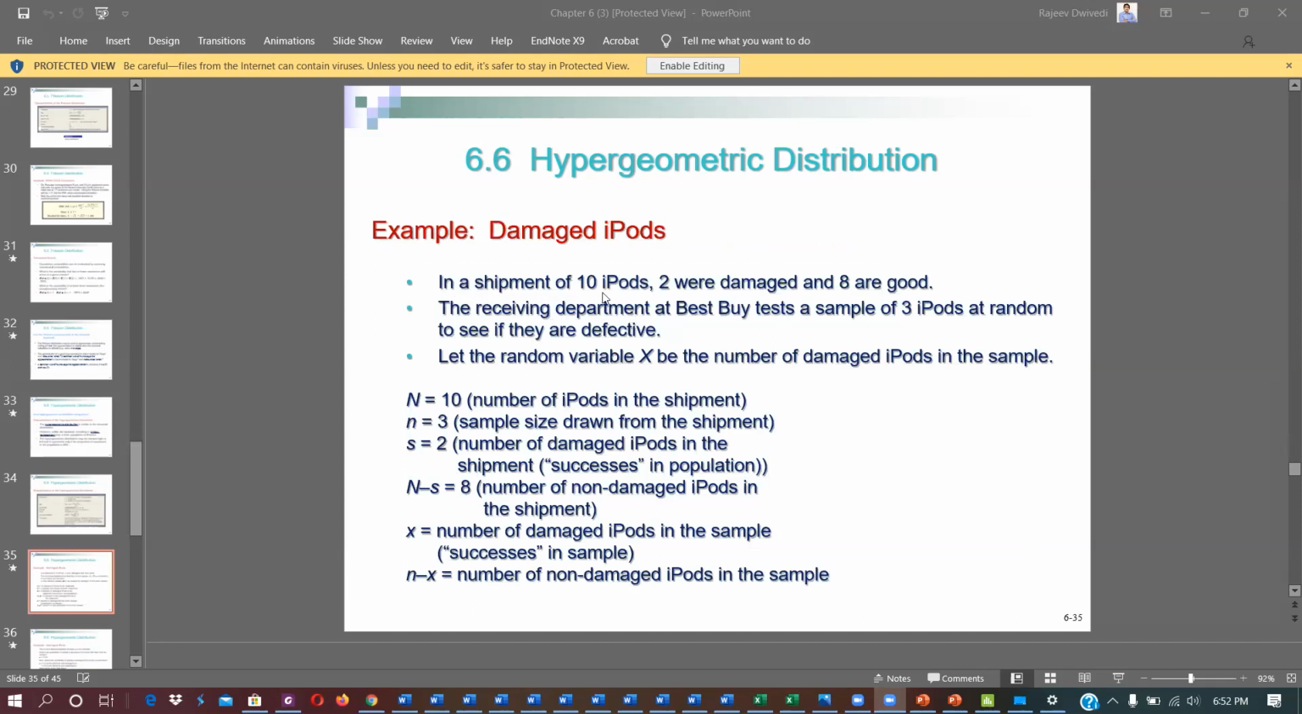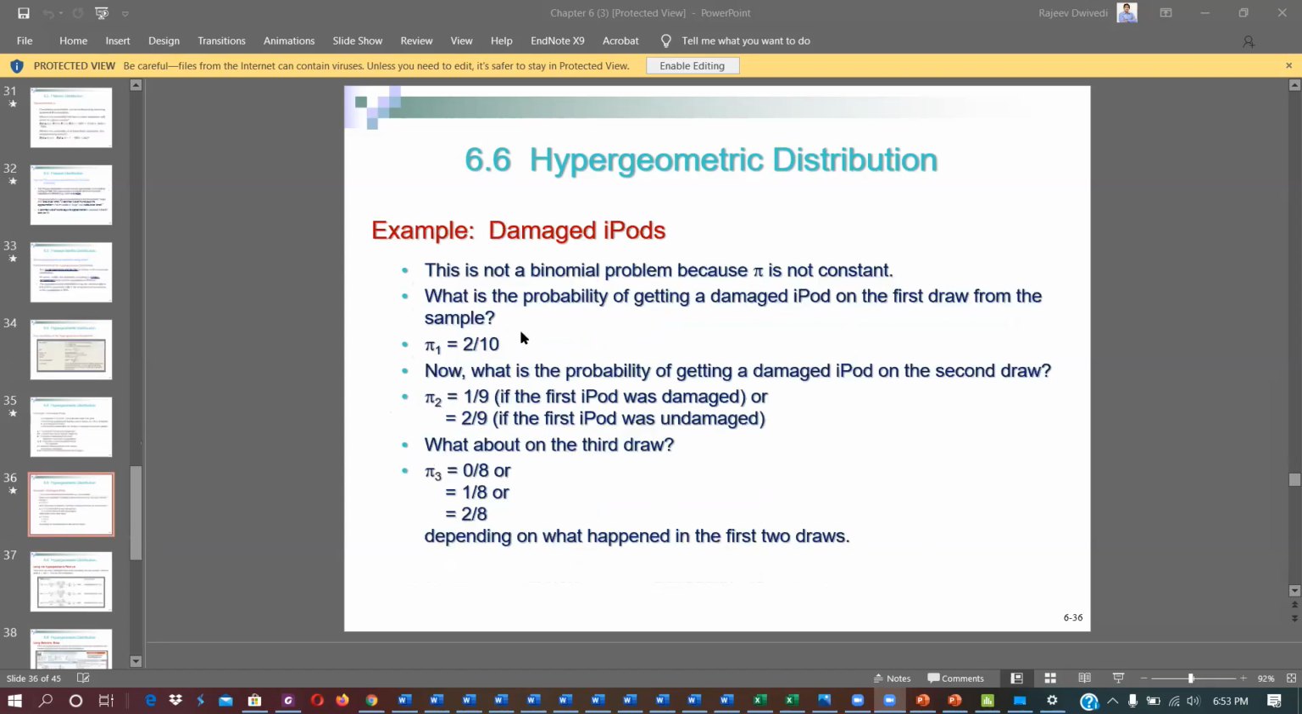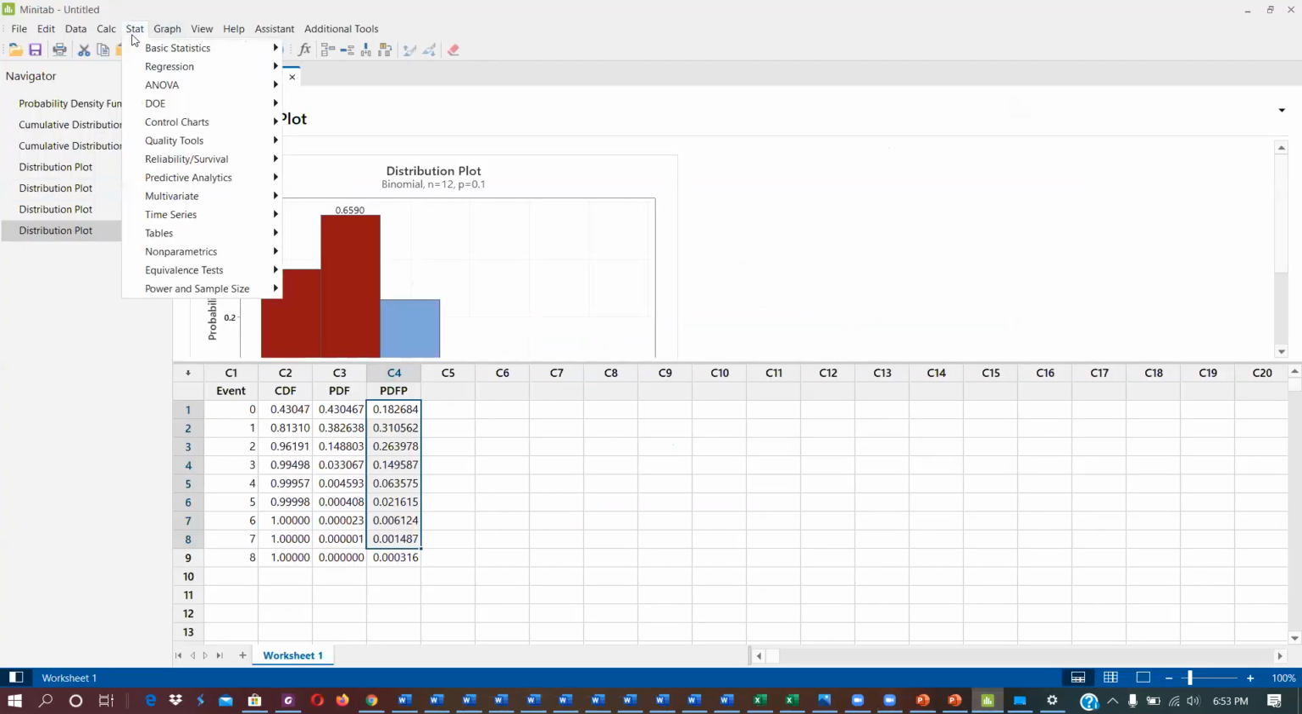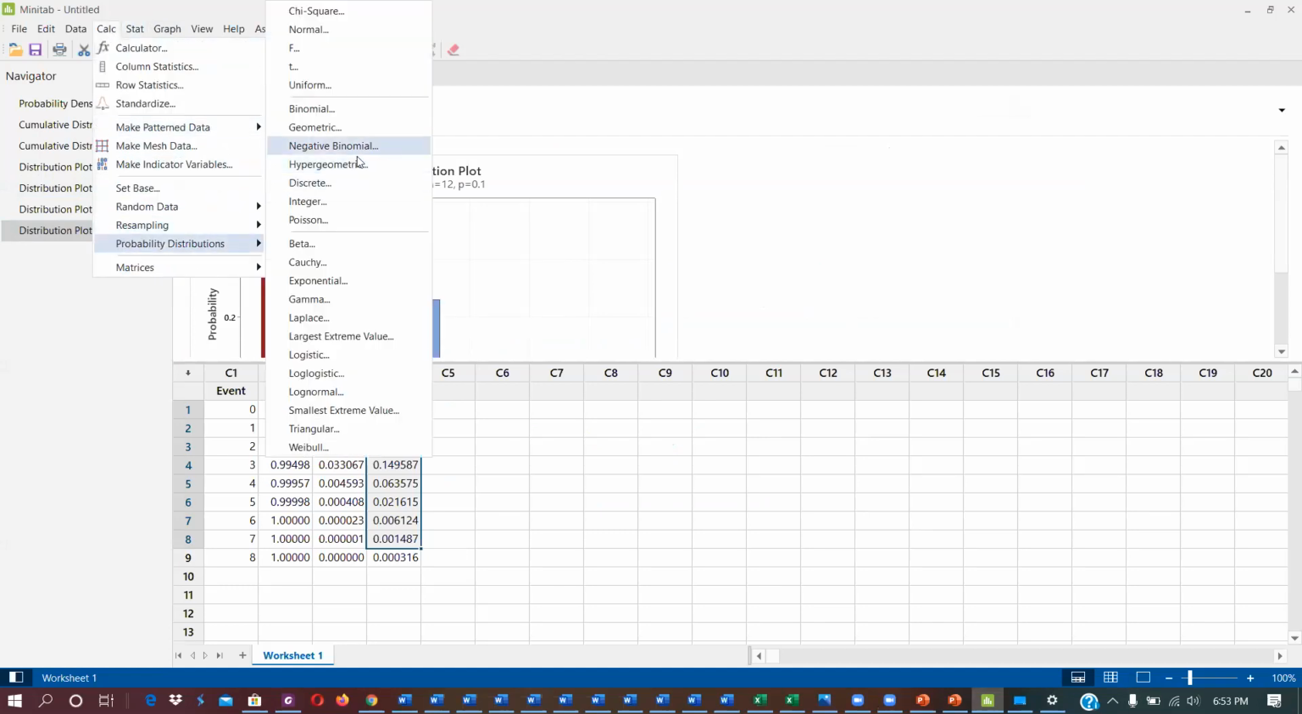Look into that. In a shipment of 10 iPods, 2 were damaged and 8 are good. The receiving department at Best Buy tests a sample of 3 iPods at random to see if they are defective. So N equal to 10, n equal to 3, 3 are the sample, 2 are defective, and let's see what is the probability here. So we have here hypergeometric right here.